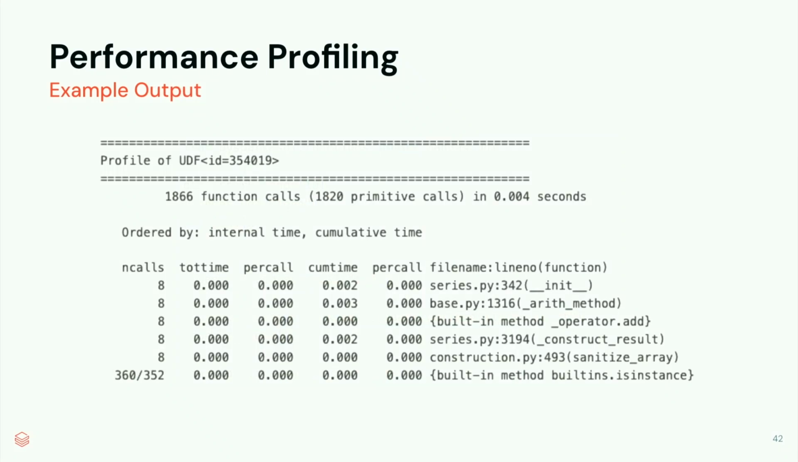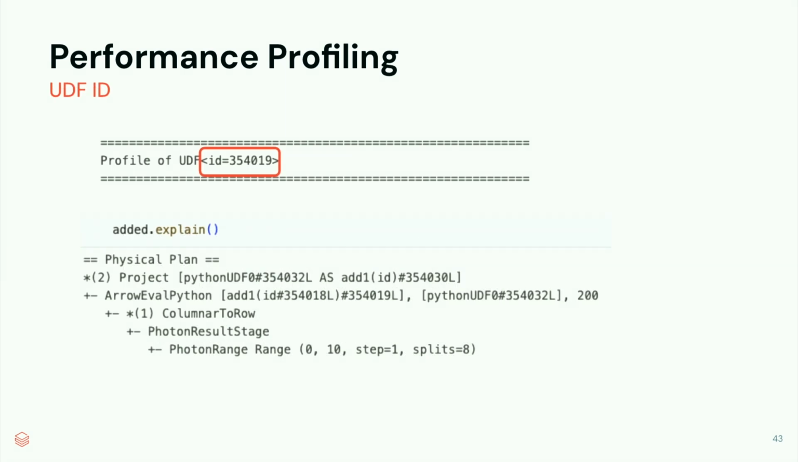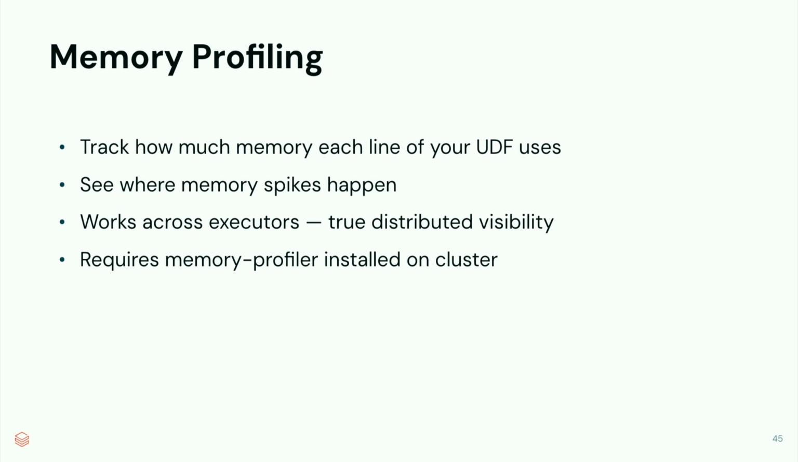Here's the output of our performance profiler. It shows that we have 1,800 function calls and the timing details. Each line includes the function name, the number of calls, and how much time was spent per call. The UDF ID in the profiling output matches the one in the Spark plan, which can be achieved by the explain API in PySpark. So you can easily trace which UDF you are profiling. That's about performance profiling.